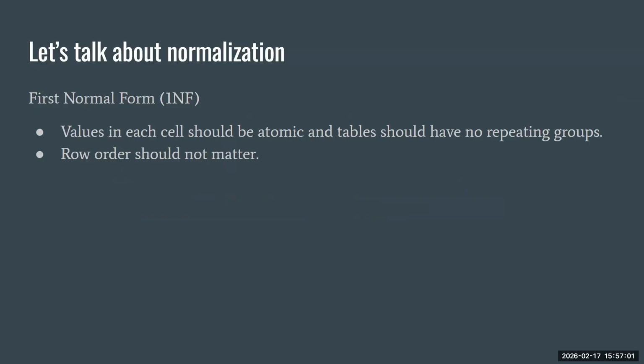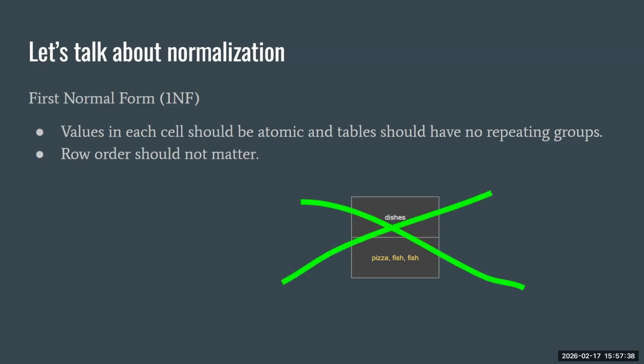So first normal form states values in each cell should be atomic. The table should have no repeats. And it also dictates that row order should not matter. So in order to have your database in first normal form compliance, you need to adhere to these 2 rules. What do they mean? Well, atomic means 1 value per field. And so when we were dreaming up our hypothetical column with multiple values in that orders table, that is a no-no. So that violates first normal form.